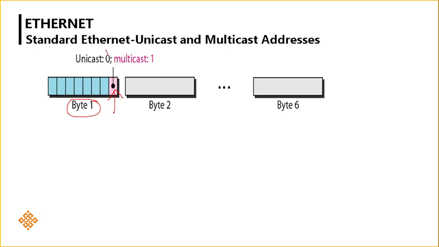If that bit is 0, then you can say it is a unicast address. If the first bit is 1, you can say it is multicast. If all the bits are 1, not only the first byte, all the bytes should contain all ones, then we can say it is broadcast. Please note down, again I am telling, the least significant bit of the first byte: if it is 0, we call it unicasting. If it is 1, it is multicast. If all the bits are 1, not only the first byte, all the bytes, we call it broadcast.